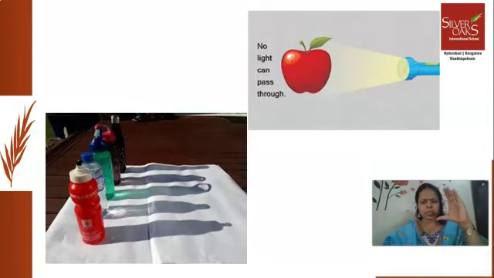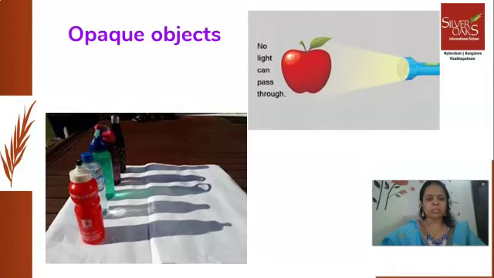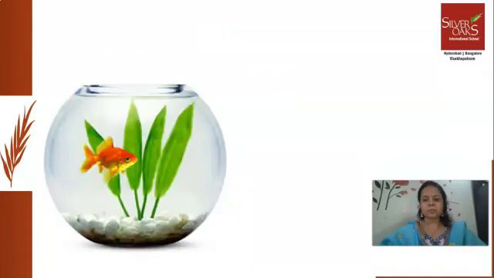So, when you take the apple, can you see through the apple? No, I cannot see through the apple. If I take a water bottle which is looking like this red colored one, if I try looking through it, I cannot see through it. This kind of objects are called opaque objects, where you cannot see through the objects and light cannot pass through those objects. Those objects are called opaque objects.